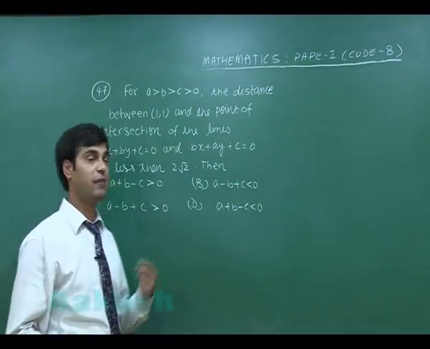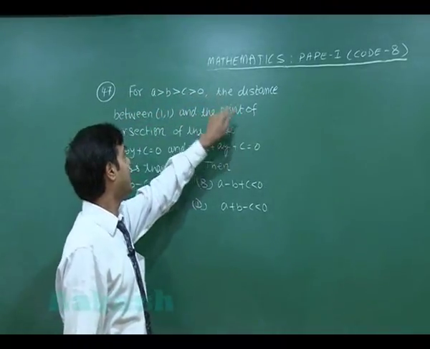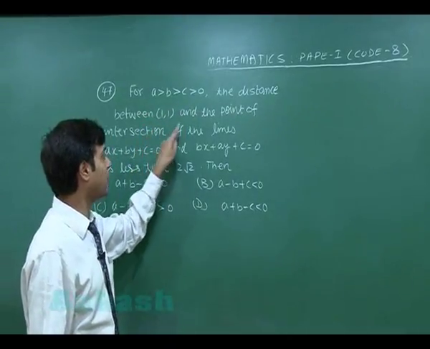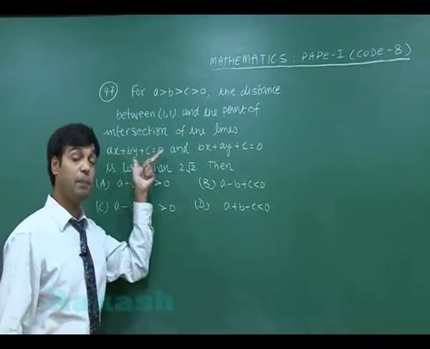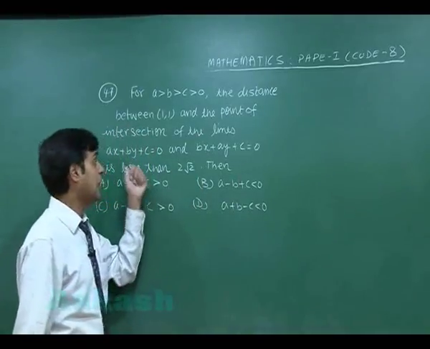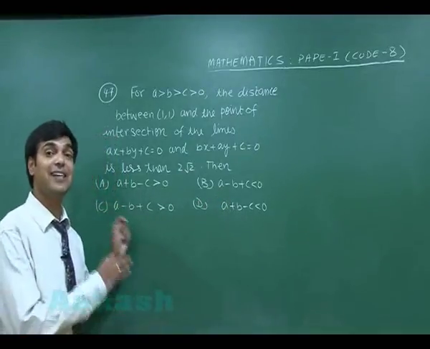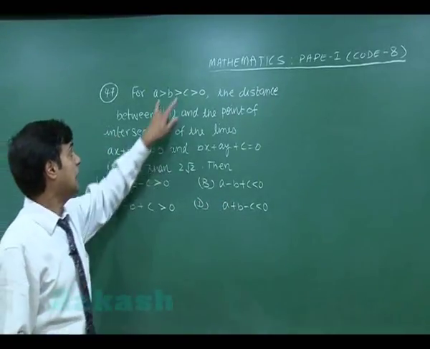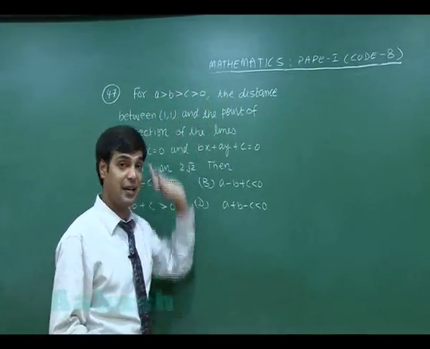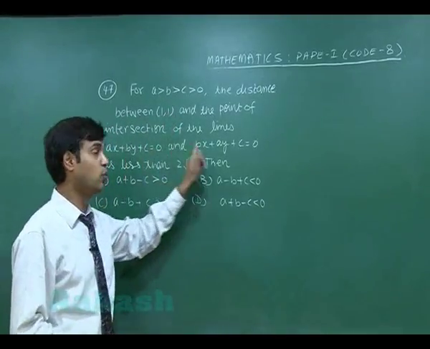Okay, question number 47. For a greater than b greater than c greater than 0, the distance between (1, 1) and the point of intersection of the lines ax plus by plus c equals 0 and bx plus ay plus c equals 0 is less than 2 root 2. Then which of the following conditions is satisfied? This is the question. I repeat, a, b, c, the relation is given: a is greater than b is greater than c is greater than 0. The distance between (1, 1) and the point of intersection of the two mentioned lines.